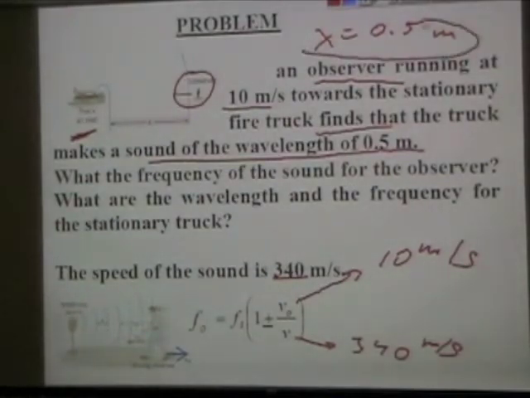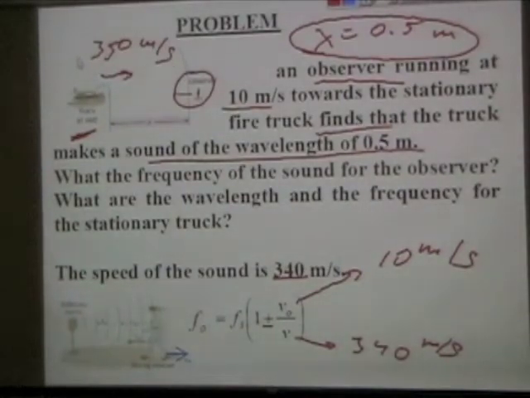So this wavelength is supposed to be related to which speed? 10? 340? Neither. When the observer is running, that means the speed of the sound relative to the observer is different. So the speed of the sound relative to the observer is supposed to be either 330 or 350. What do we choose? When they travel towards each other, wavefront and observer, the relative speed goes up. If in the same direction, it goes down. So for this situation, the speed of the sound relative to the observer is supposed to be 350 meters per second.